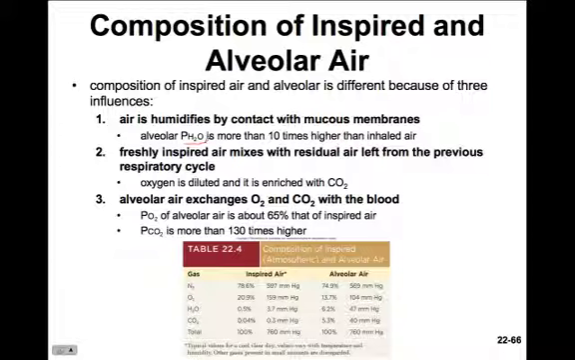The third factor that changes the composition of the alveolar air is that it exchanges oxygen and CO2 with the blood. So the PO2, or the partial pressure of oxygen in the alveolar air, is about 65% of that of inspired air because some oxygen is jumping out of the air into the blood. And then the partial pressure of carbon dioxide, or the PCO2, is more than 130 times higher. This table below summarizes these differences, and they have a big impact on how and why oxygen and carbon dioxide move onto the blood.